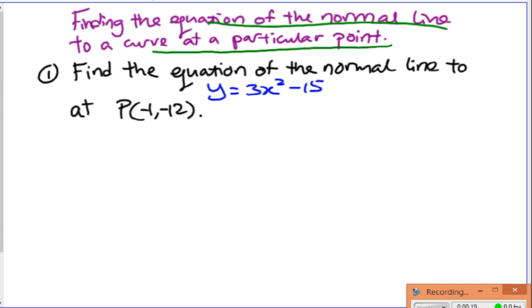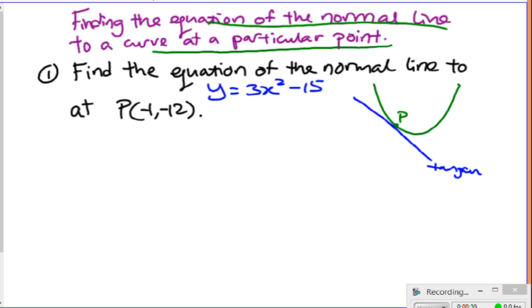In terms of imagining it, you can have a quadratic function like this, and then you have a point P, (-1, -12). This is my tangent line, for example, and the normal line is the one that is perpendicular to my tangent line, like that. So the red one is my normal line.